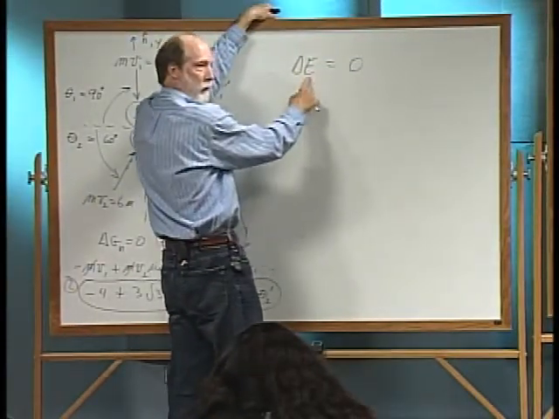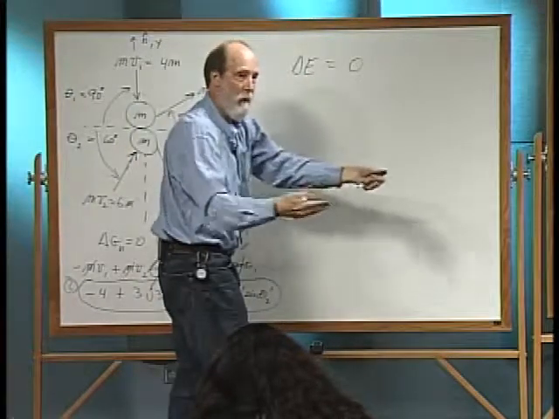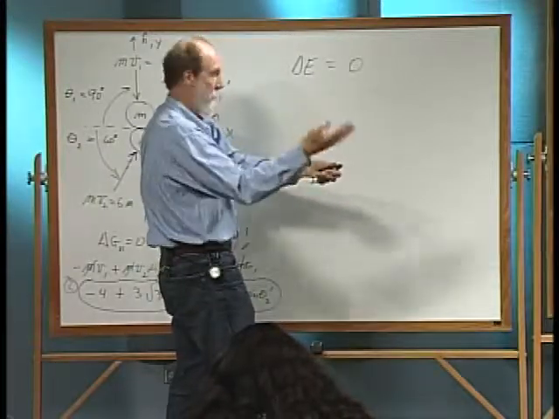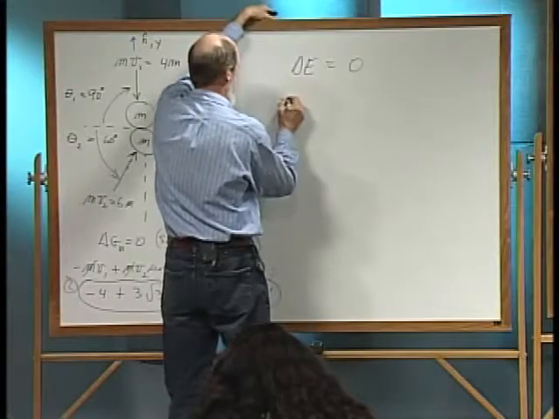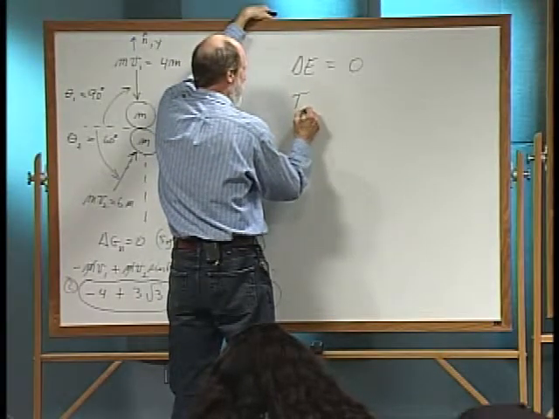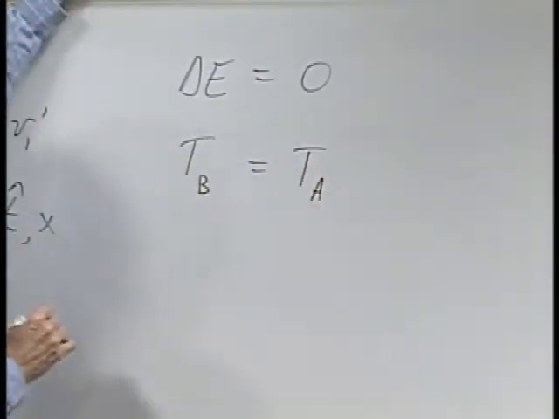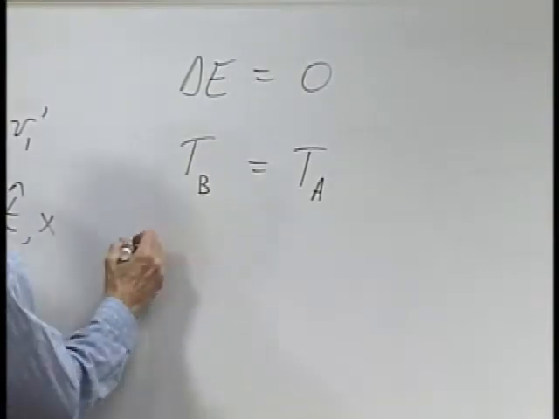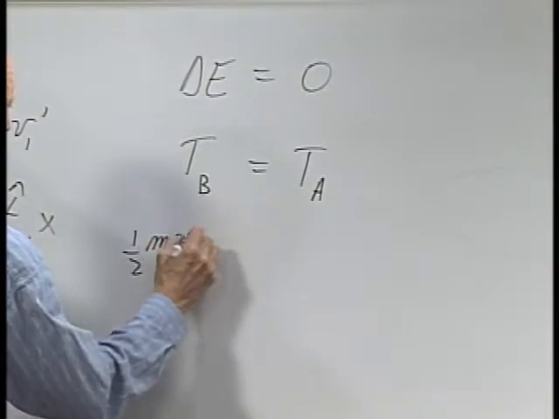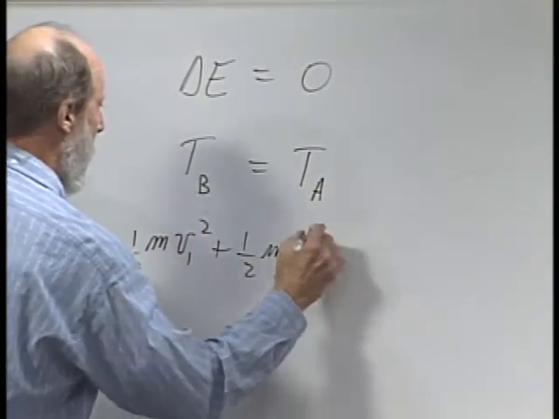And there's no gravitational effects because this is a tabletop problem. Not worried about the change in gravitational potential. There's no springs. And so what we have is the kinetic energy before must equal the kinetic energy in the system after. So in the system before, we have 1/2 mv1 squared plus 1/2 mv2 squared.